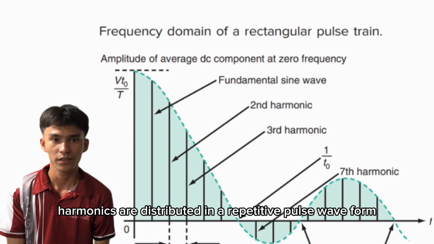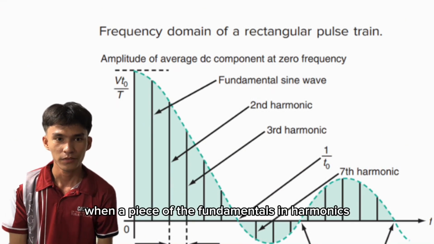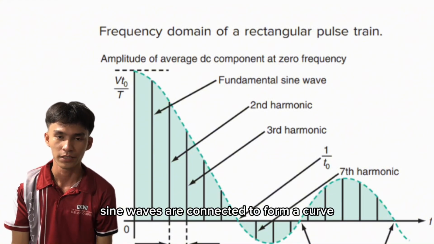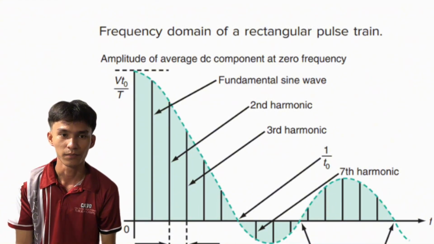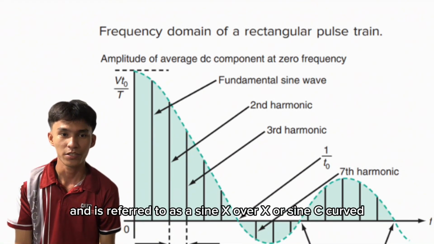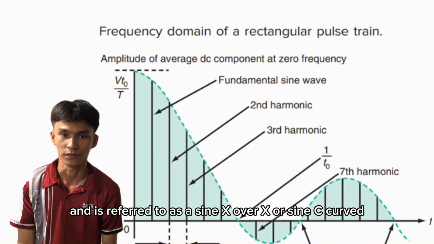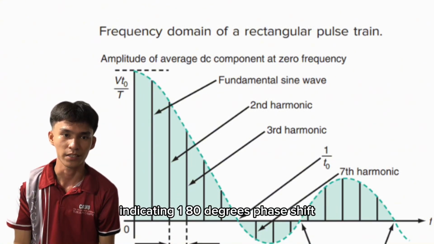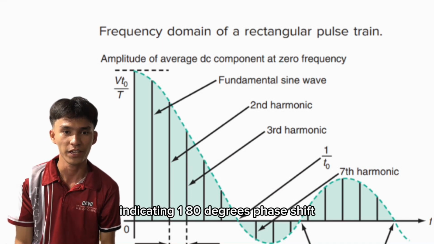Harmonics are distributed in a repetitive pulse waveform. When the peaks of the fundamental and harmonics sine waves are connected to form a curve, it is called the envelope. The shape of the envelope is unique mathematically and is referred to as sin x over x, or sinc curve. Some of the higher harmonics lie below the frequency axis, indicating a 180 degree phase shift.